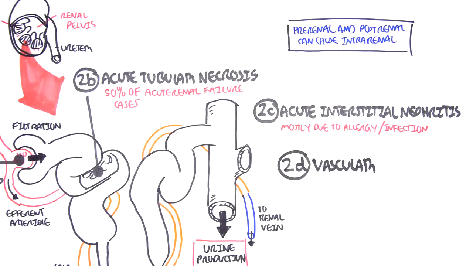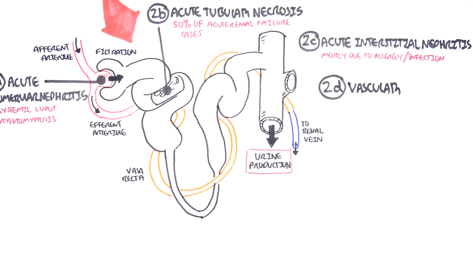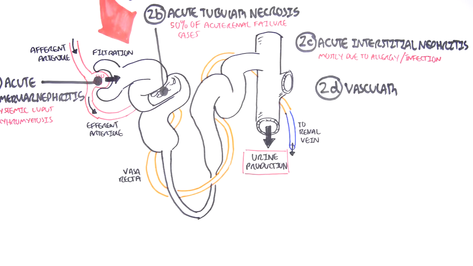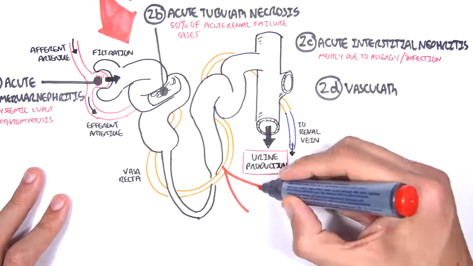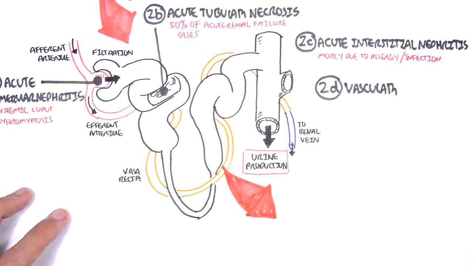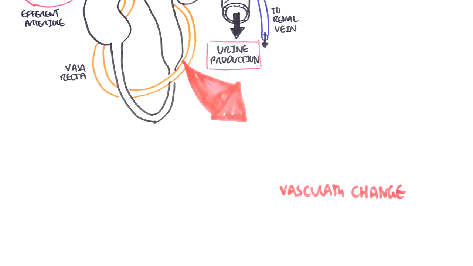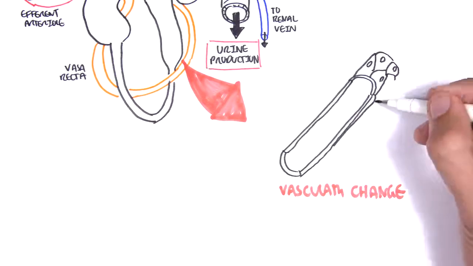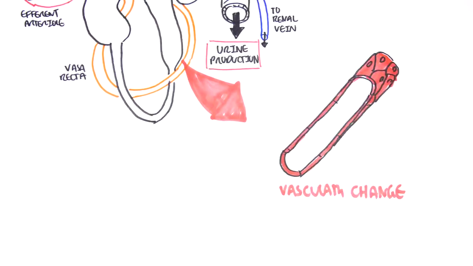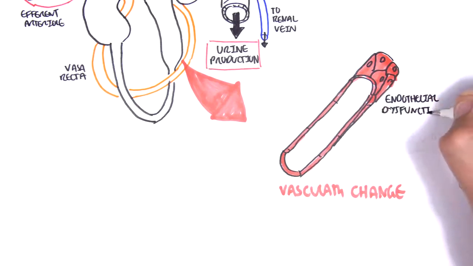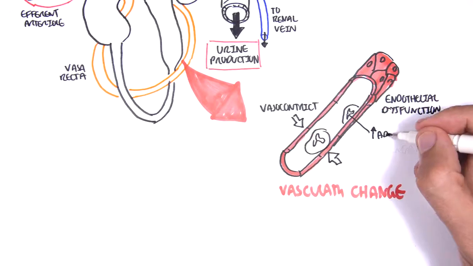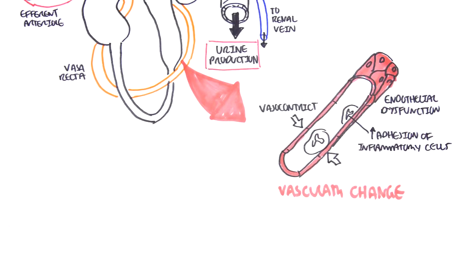Okay, so we know that acute renal failure is characterized mainly by a decrease in the glomerular filtration rate, or GFR. So why do we have this decrease in GFR? Well, it can basically be caused by two main changes. The first is vascular change, where we see endothelial dysfunction and vasoconstriction, particularly in the afferent arteriole, the arteriole coming into the nephron, as well as an increase in adhesion of inflammatory cells, such as neutrophils. And this will aggravate the problem. It will cause inflammation.